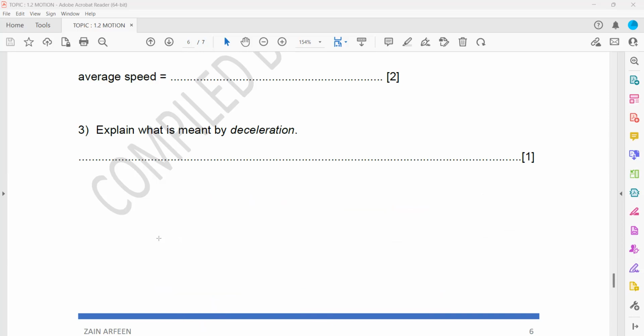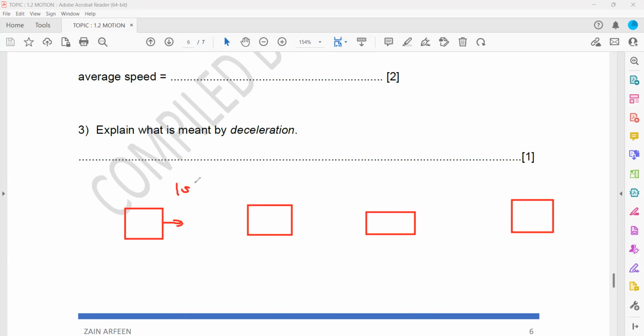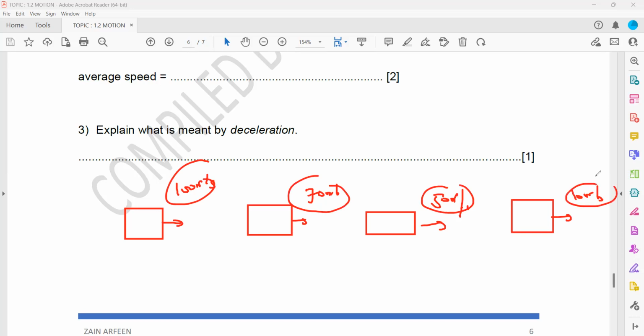Deceleration is a term which we use for decreasing the speed. When the object's speed decreases, we call it deceleration. Say an object was moving at 100 meters per second, then turned out to be 70 meters per second, then 50 meters per second, then 10 meters per second. So the speed is decreasing, so we call that a deceleration.